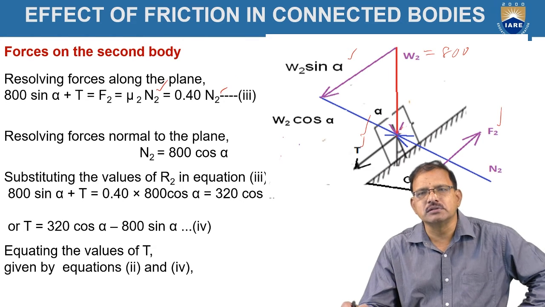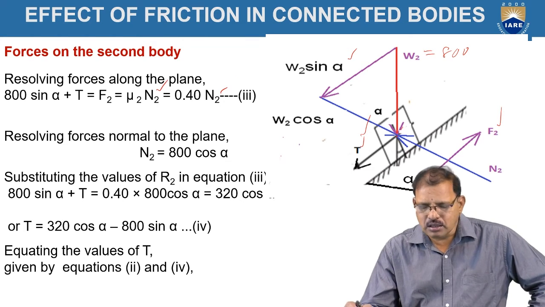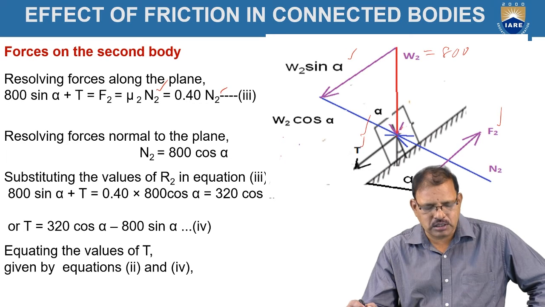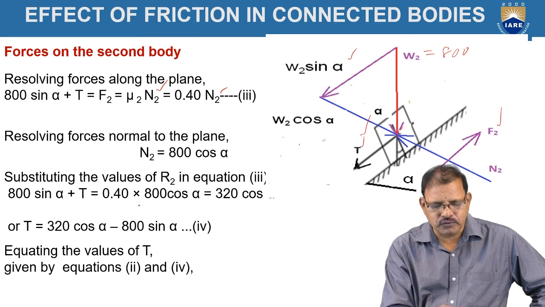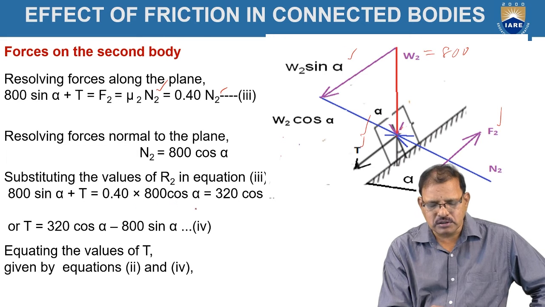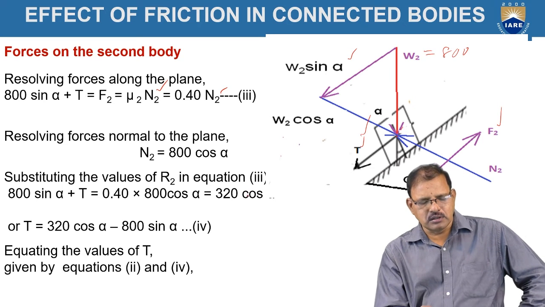Similarly, resolve the forces normal to the plane. Only two forces are acting now. N2 is acting in the upward direction and W2 cos alpha in the downward direction. Hence, N2 is equal to 800 cos alpha. Substituting N2 in equation number 3, we got 800 sin alpha plus T is equal to 0.40 times 800 cos alpha, which is equal to 320 cos alpha.